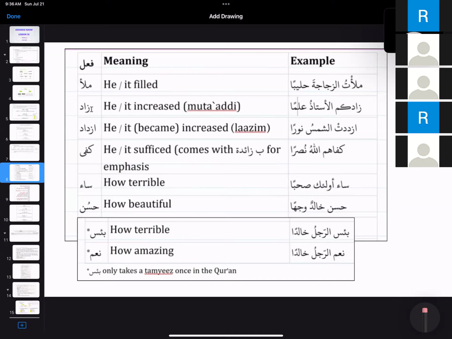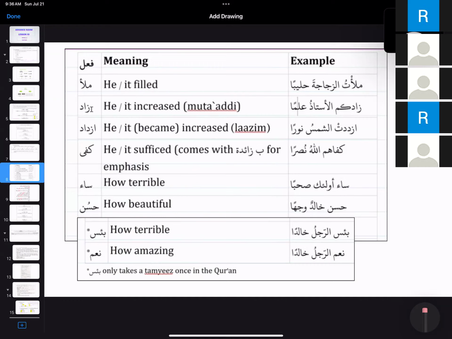So mala'a, he filled or it filled, right? So if I just say mala'tu zujajata, zujaja means like a glass, right? So I filled the glass. Bottle also. Yes, so I filled a glass. So now you're going to ask with what? So Haliban. You can say Haliban or Maan or whatever you want to say, right?